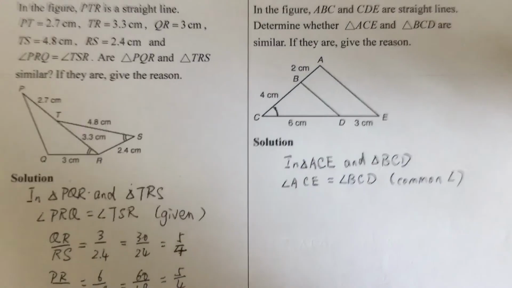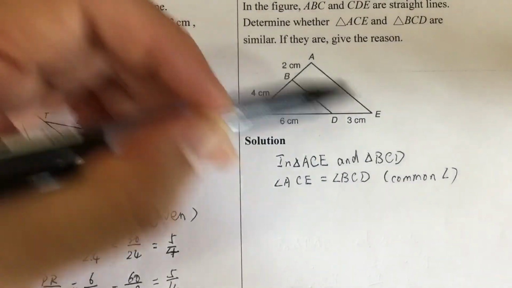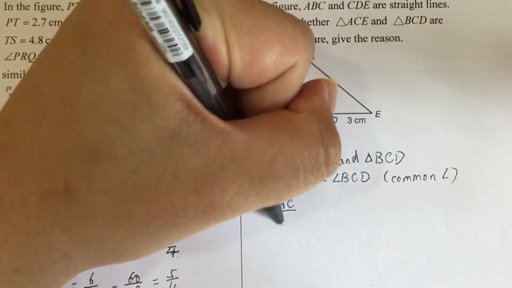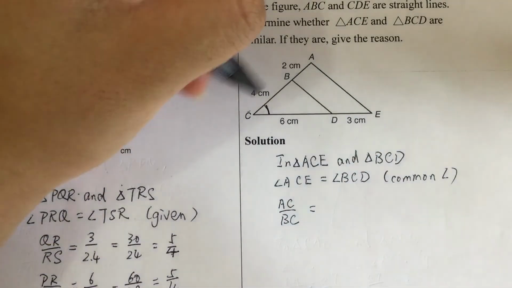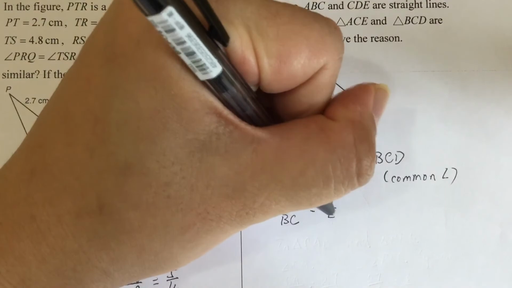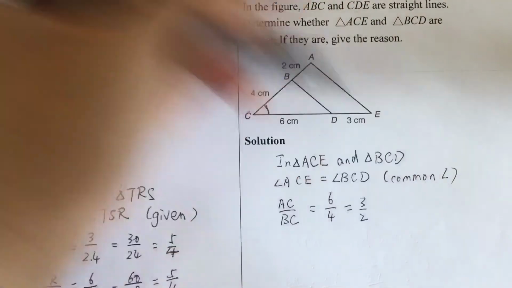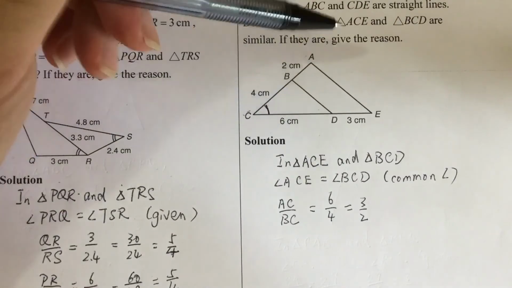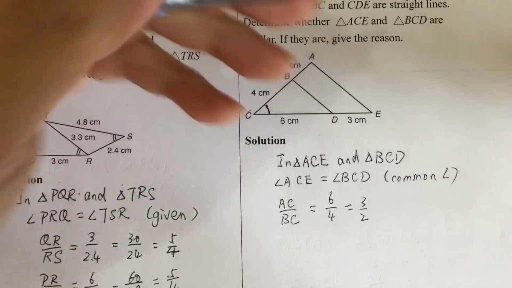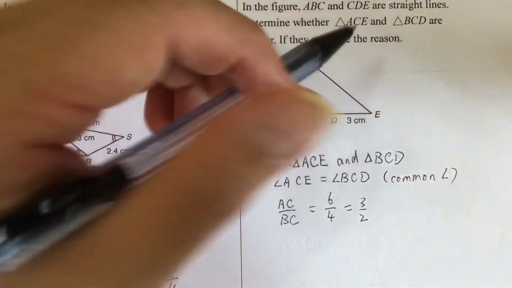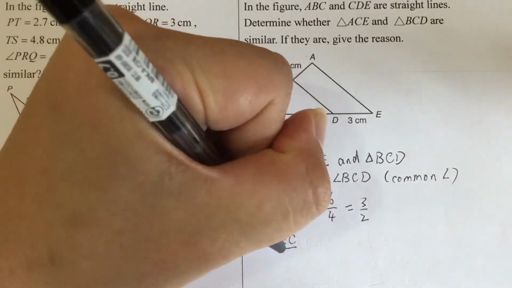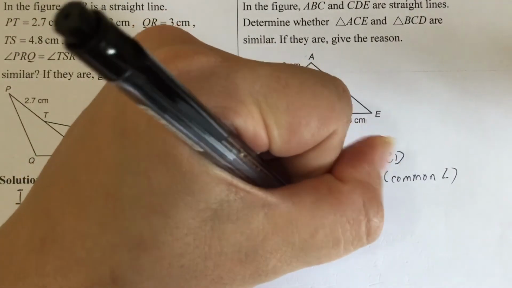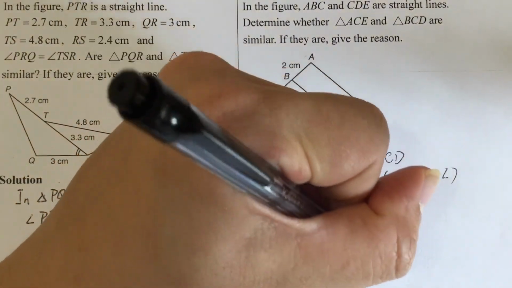And then we will find the length of it. This one time is BC. So we will choose AC. AC over BC is equal to 4 plus 2. This one is 6 over 4. This is 3 over 2. And then the other one I will have is CD. So we will use EC over DC. EC is 6 plus 3. That is 9 over 6. This is 3 over 2.